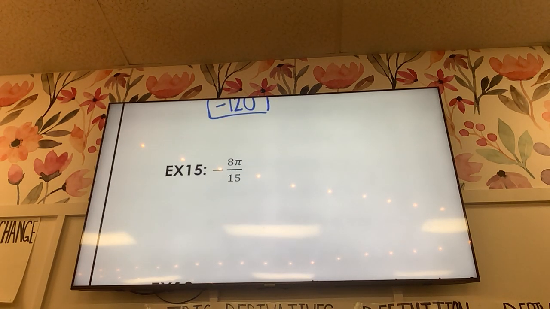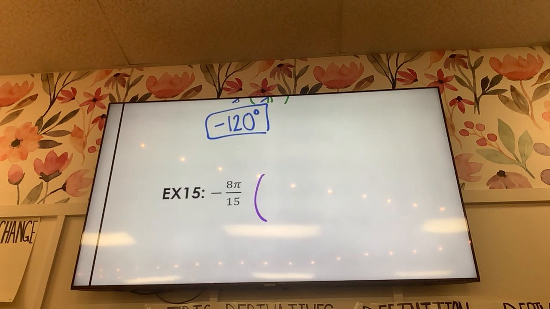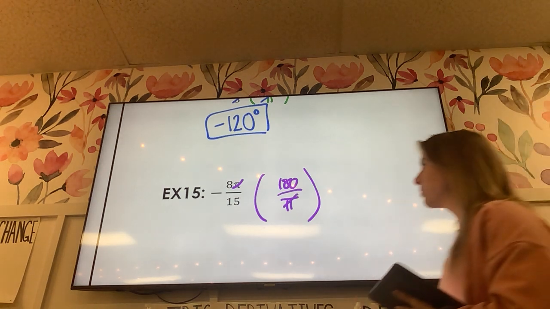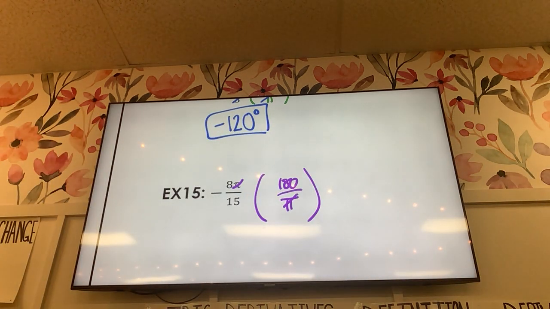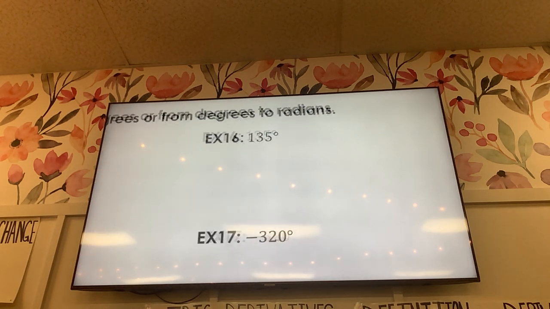Okay, and then the last one here. This one's a little bit harder to do. It's a little bit weirder to simplify, but that's why, once again, you could just type this in your calculator. Negative 8 times 180 divided by 15, which I think is going to give you negative 96 degrees. All right, so radians to degrees. We good with that? Okay, so now let's talk about degrees to radians.